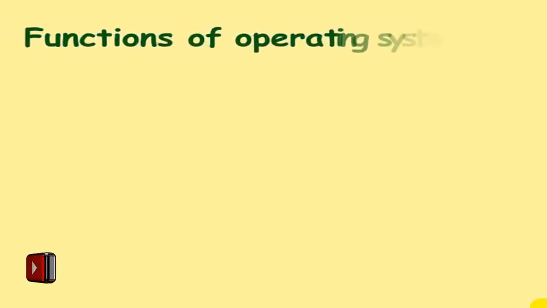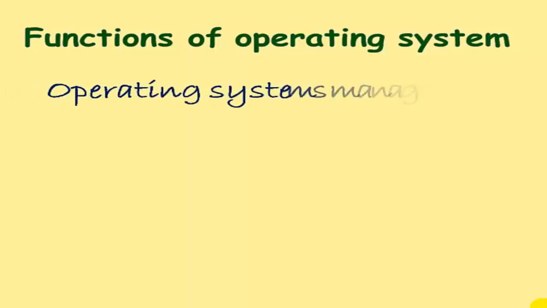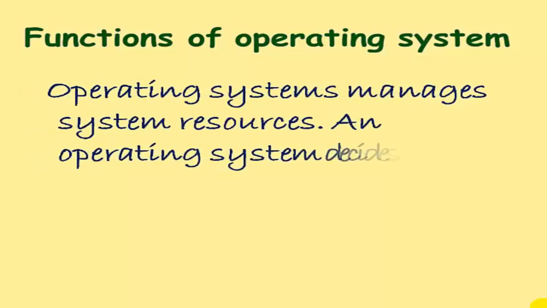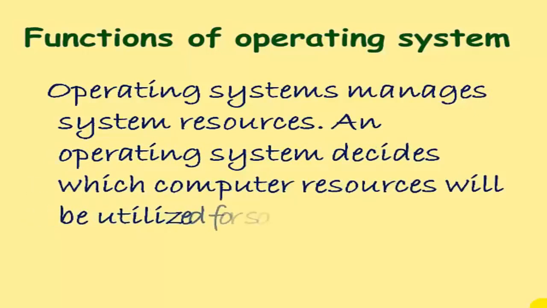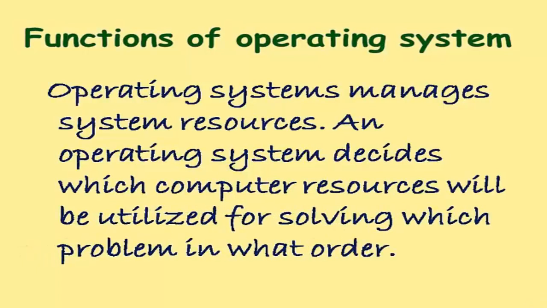Let's check the functions of an operating system. An operating system manages system resources. It decides which computer resource will be utilized for solving which problem, and in what order. In general, an operating system has the following main functions.